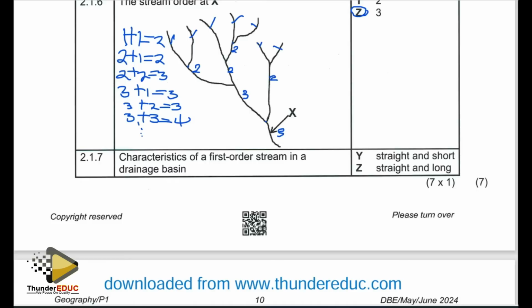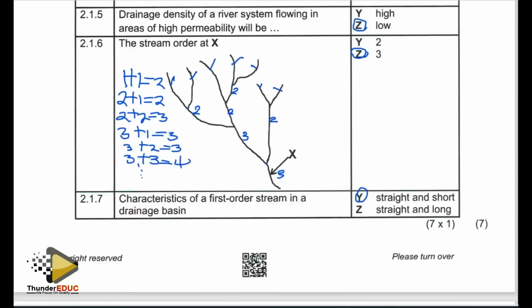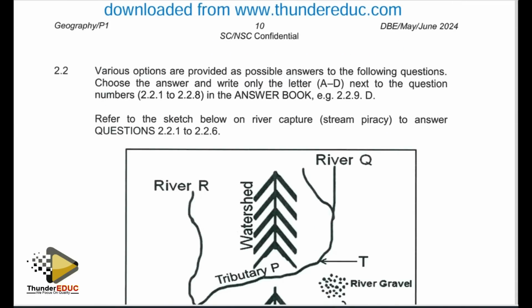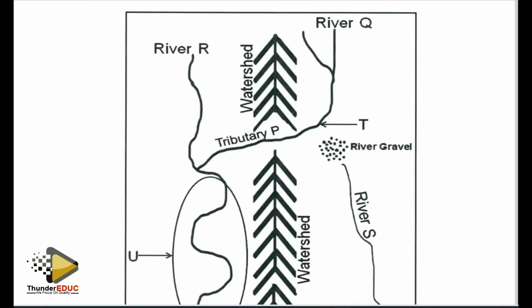Or if you check this one, just from here to here, here to there. This becomes a shorter stream. It's straight and short. Right. So the response here is Y, number 1, 2, 7. Right. We can move on to the next question, which is number 2.2.